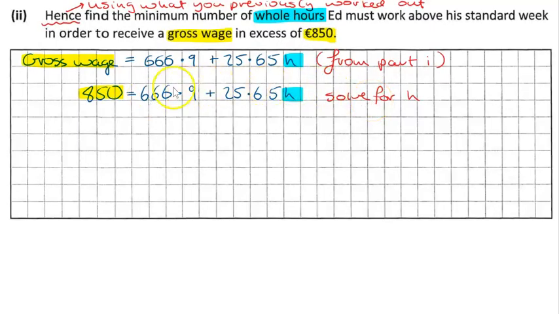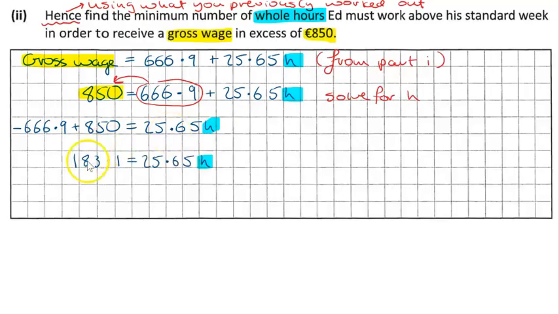So to solve for H, we're going to bring the 666.9 across the equal sign and it will become minus. So we get minus 666.9 plus 850 is equal to 25.65H. That gives us 183.1, which is still equal to 25.65H. Now to get the H on its own, we divide by the number in front of the H. So we divide by 25.65, and what we do to the right, we do to the left. So dividing on the right by 25.65, they just cancel out, so you're just left with H.